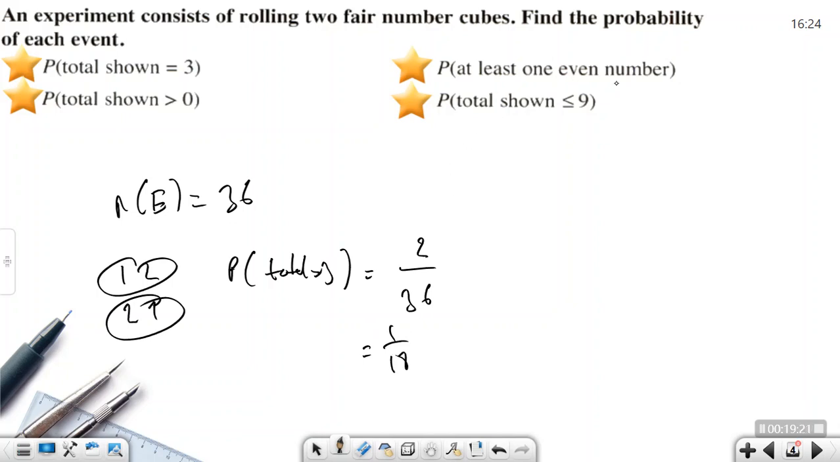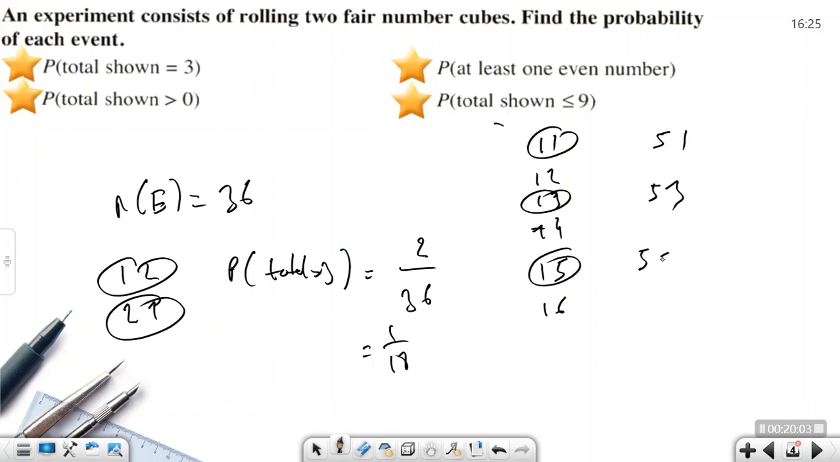That's equal to 1 over 18. Next, at least one even element. That's a good question. At least one even can be 2 evens or 1 even. If you write all possibilities, 1,1, 1,2, 1,3, 1,4, it's easier if you take away only the odd numbers. So 1,5, 1,6, 3,4, then 5,1, 5,3, and 5,5. There is no even number. And 3,1, 3,3, 3,5. Only 9 elements don't have any even numbers. All the others have at least one even number.